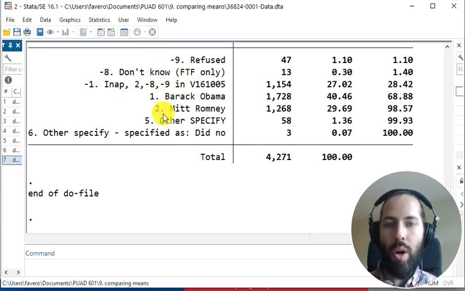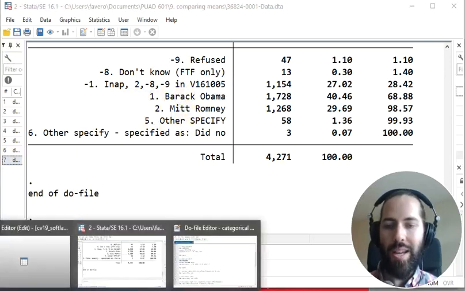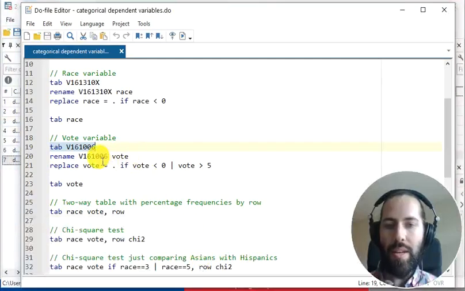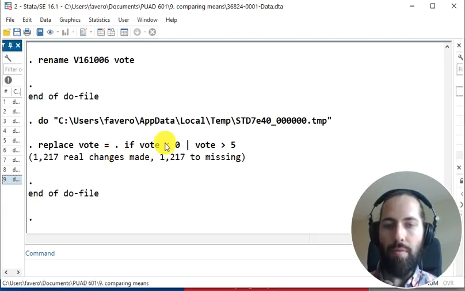We just want to keep 1, 2, and 5, or Barack Obama, Mitt Romney, and other, which is what you saw in my slides a moment ago. So to get to that point, I'm going to, again, rename the variable so it's a little easier to work with. And then I'm going to replace any values that are less than 0 or greater than 5 with a period for missing.